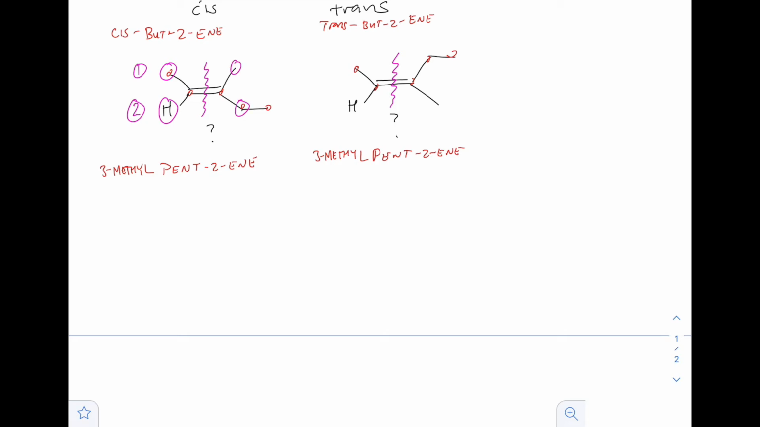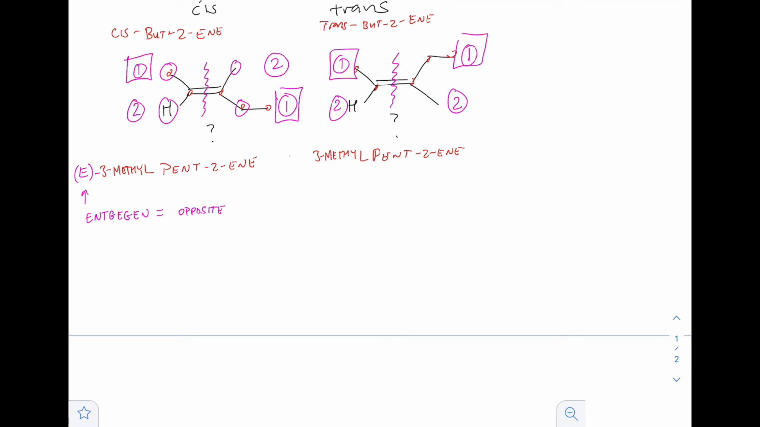So basically, as if we were assigning R and S, right? The numbers are according to priority. So 1 and 2, 1 being the priority. That means, as you can see, the 1s are trans to one another on the compound on the left. That means we would assign it as an E. And E is a German word. Excuse my German, Entgegen. I'm not sure exactly how to pronounce it, but it means opposite. So kind of like trans, right?